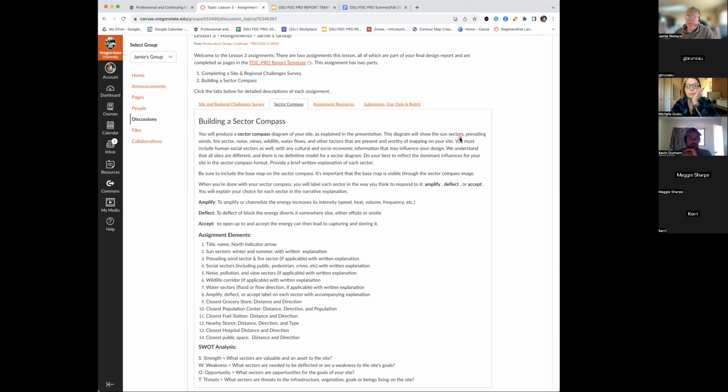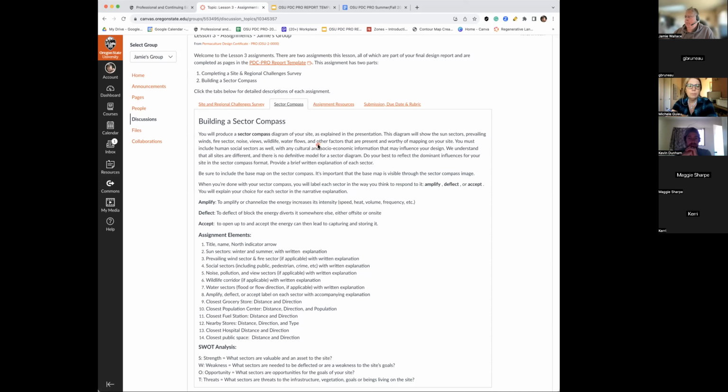But we have sun sectors. So in the winter and in the summer, how do those affect our project sites? Wind, fire, noise, views, wildlife, water flows, and there may be others. I have certainly seen students' examples where they were next to an industrial area, or perhaps they have a fabulous view, but there is a highway behind them. There are all sorts of different scenarios here.